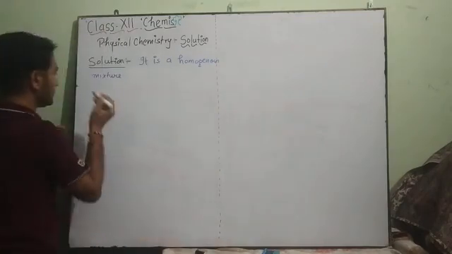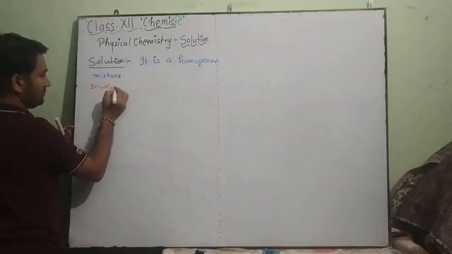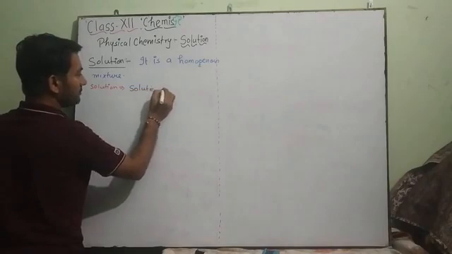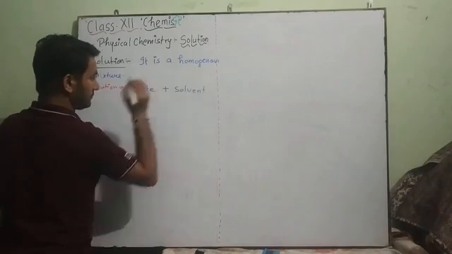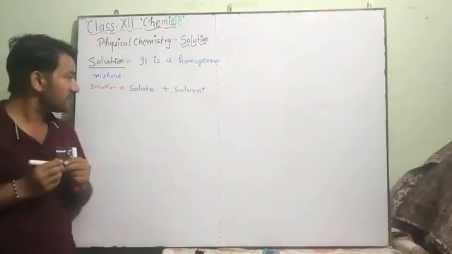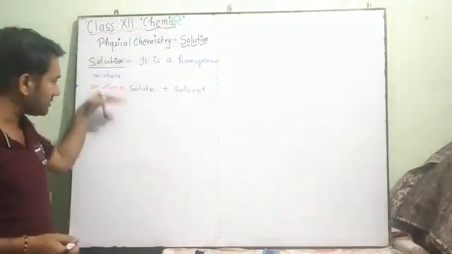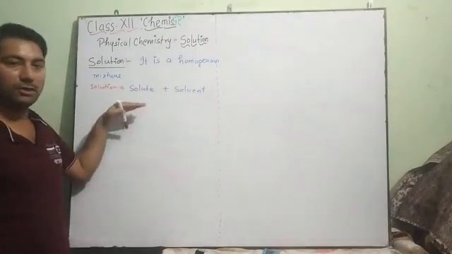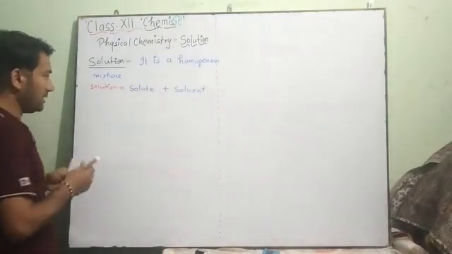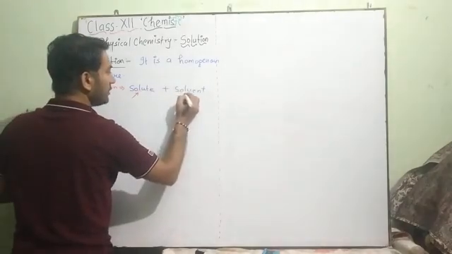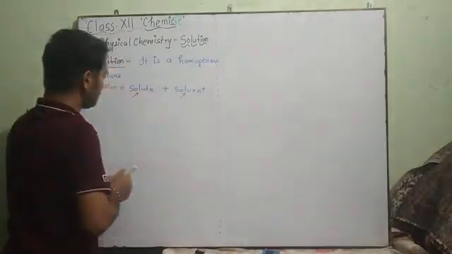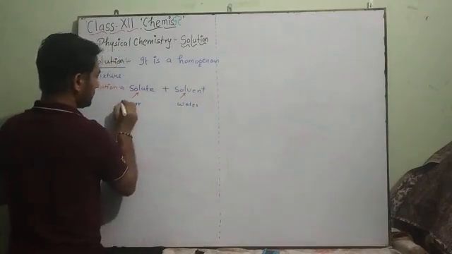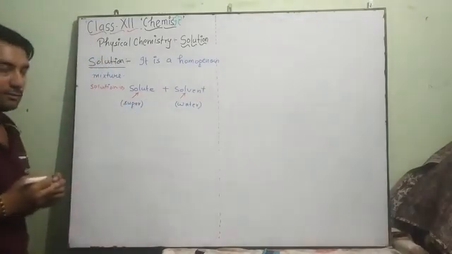If we say what is solution, solution is just the sum of solute and solvent. What is actually solute and what is actually solvent? The solute is present in lesser amount in a solution, and the solvent is present in a higher amount or higher quantity in the solution. For example, if we dissolve sugar in water, then sugar is called solute and the water is called solvent.